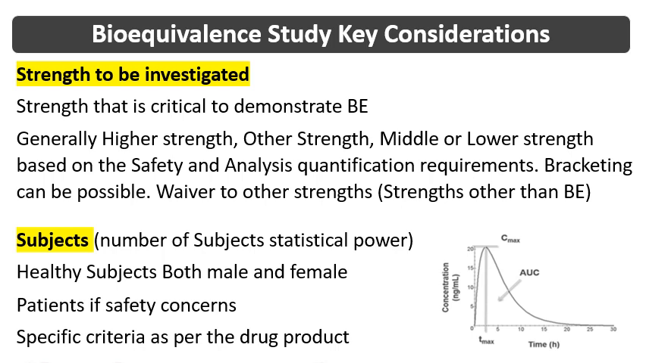Sometimes only female subjects can be taken, sometimes only male subjects can be taken. Their age, weight, BMI, everything is noted down at the start of the BE study. For example, if the study is for some female hormones, or if the study is for only male hormones, then the subjects are taken based on the mechanism of action of the drug or the therapeutic indication of the medicine.